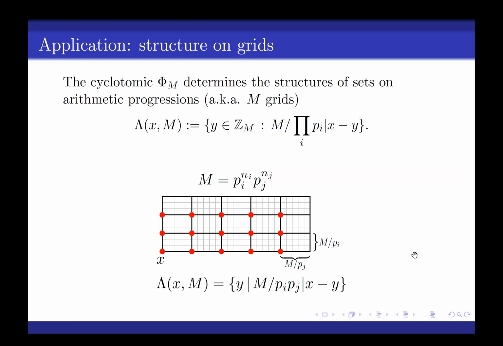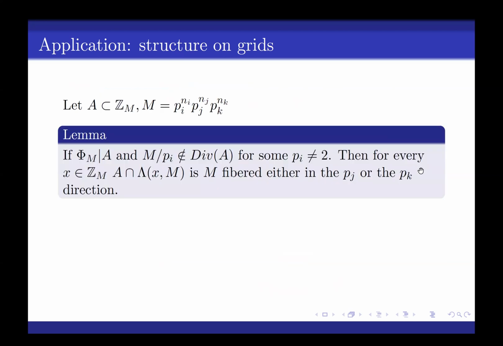Okay, so next I want to prove a lemma which only applies for the 3 prime factor situation. It would actually be interesting to try and extend it to 4 or more prime factors. And the lemma says the following. Suppose that phi m divides A, and one of the top differences, m over pi, is not a difference in A. And we're going to assume in addition that this pi is not 2. This is going to be crucial for the proof.